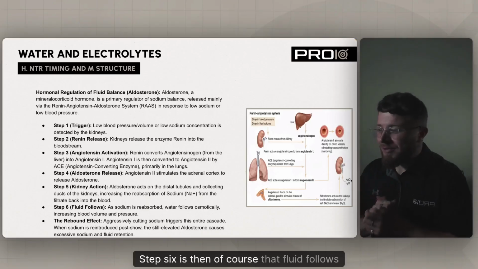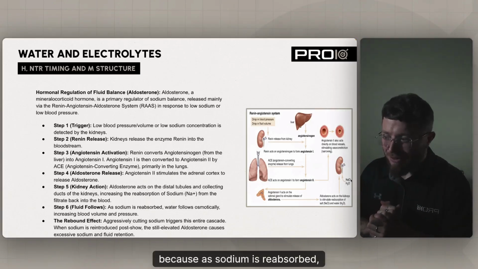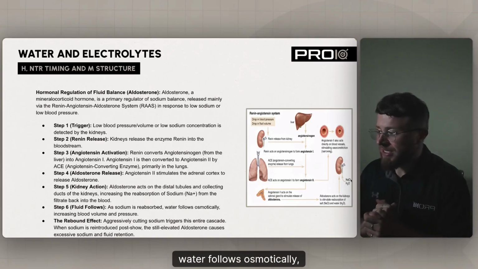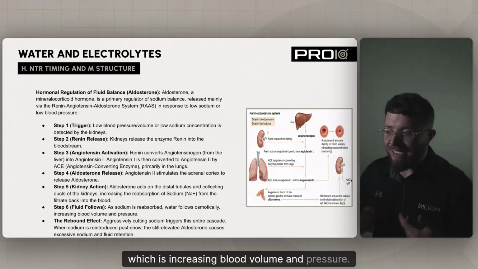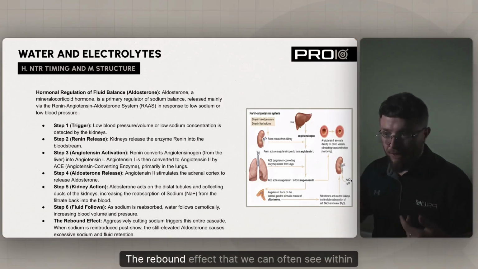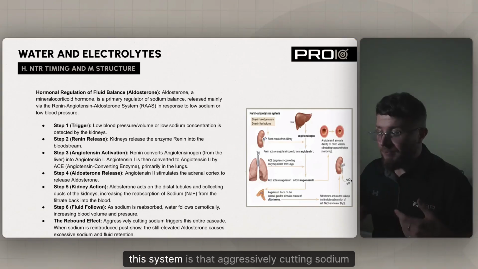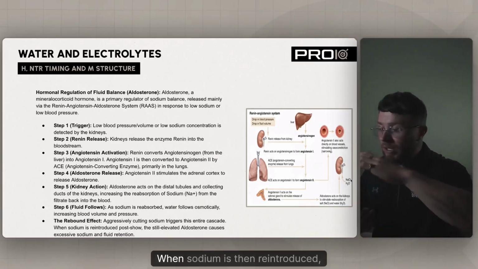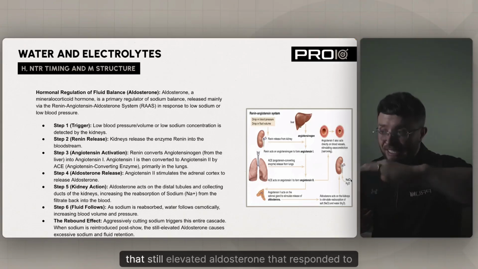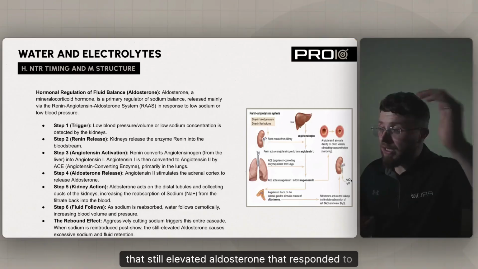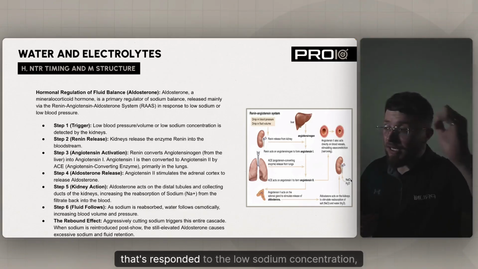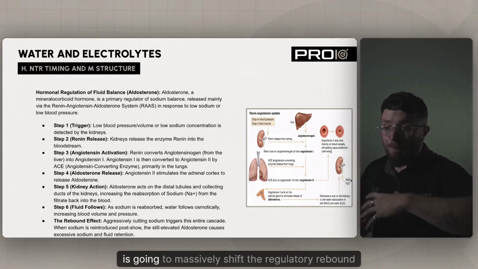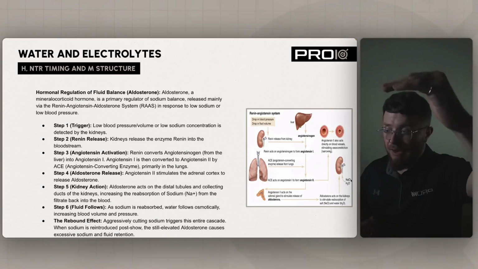Step 6 is then, of course, that fluid follows, because as sodium is reabsorbed, water follows osmotically, which is increasing blood volume and pressure. The rebound effect that we can often see within this system is that aggressively cutting sodium triggers the entire cascade. When sodium is then reintroduced, that still elevated aldosterone that responded to the low blood pressure, that's responded to the low sodium concentration, is going to massively shift the regulatory rebound effect of fluid.